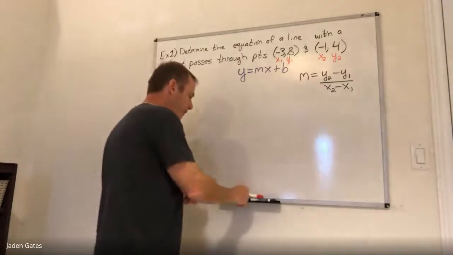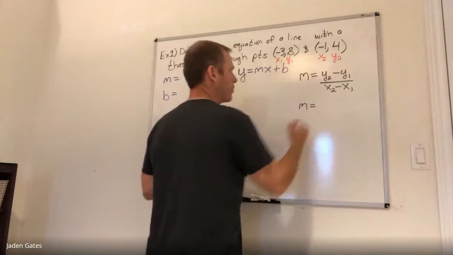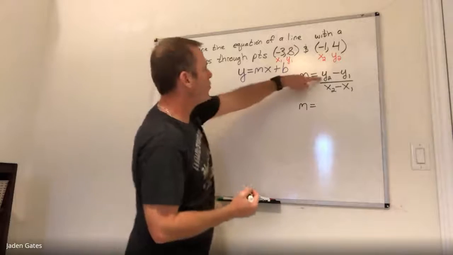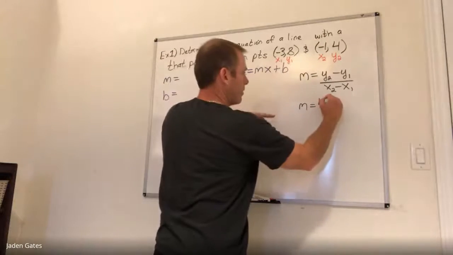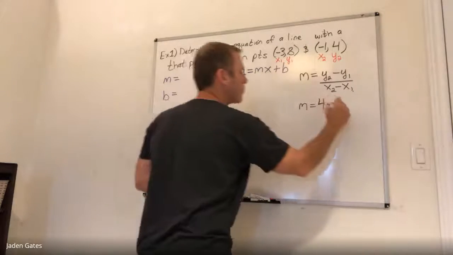Now I'm going to find the slope by plugging into my formula. I'm going to do a little more work than the last one. So y2 again was 4, I have a minus sign in the equation, and y1 is an 8.